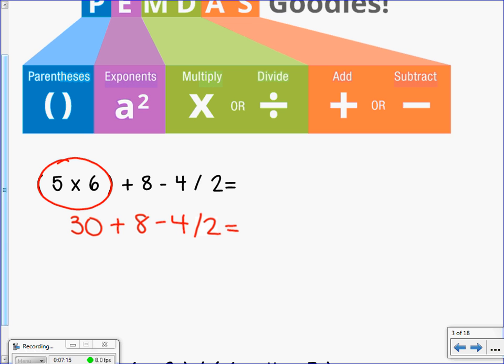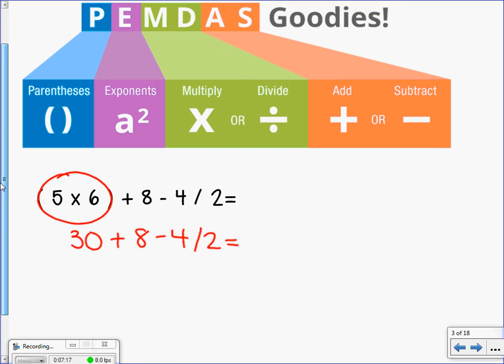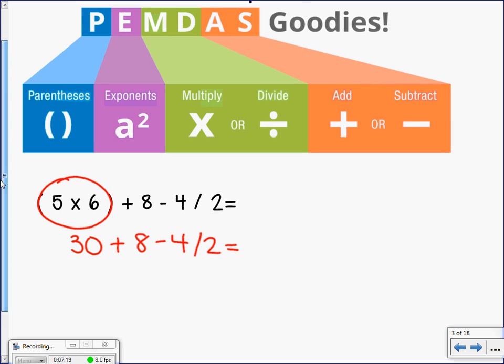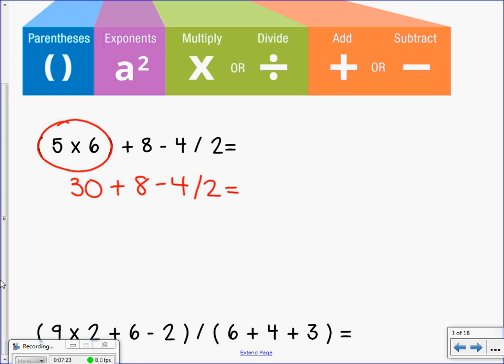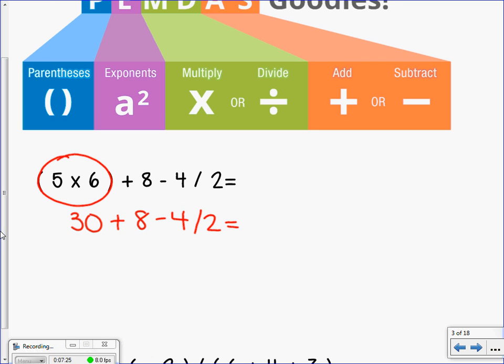Okay, after parentheses, what comes next? Exponents. Do I have any exponents? No, they kind of gave you a freebie this time. You might not necessarily have every operation in every problem, and that's okay. Okay, so no exponents. What do I do next? The next steps kind of come together as a chunk.